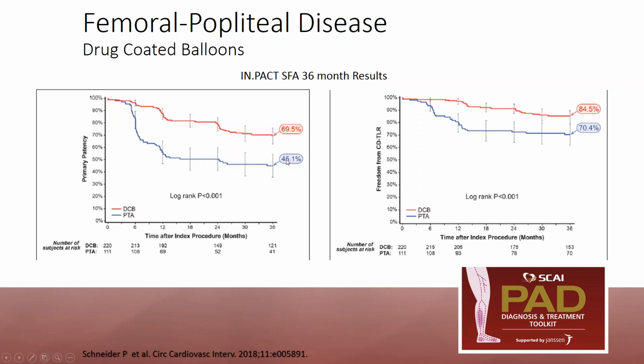If you look at time from index procedure, again, primary patency, and freedom from CD-TLR at 36 months, and again, what the patient really cares about, which is how many times do I need to come back to the lab, not just patency assessed by duplex ultrasound but clinically driven TLR, it's 84% at 36 months. So pretty decent midterm outcomes. We'll see where it is at 5 years for long-term outcomes, but looking much more beneficial than it was in the past with uncoated balloon alone at 70.4%.